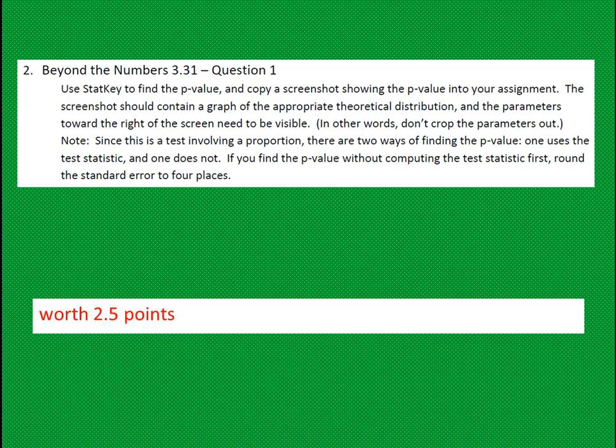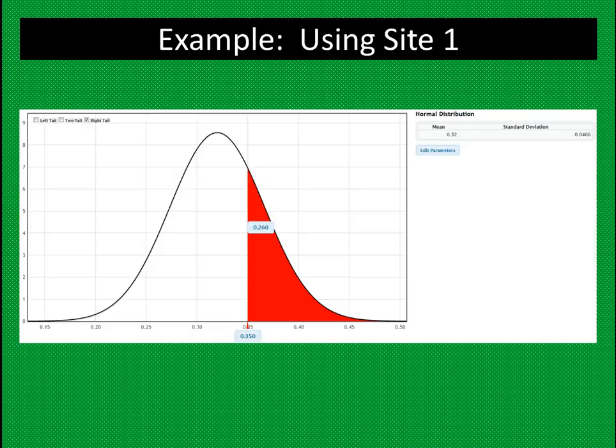That very last part in the wording about how there are two different ways to find the p-value, where you can find it using the test statistic and you can also find it without using the test statistic, that's because this has to do with a proportion where you have that option. And the next couple of slides illustrate the thing that I would want in each case. This example uses site number 1 instead of site number 17, but it's the same basic idea.